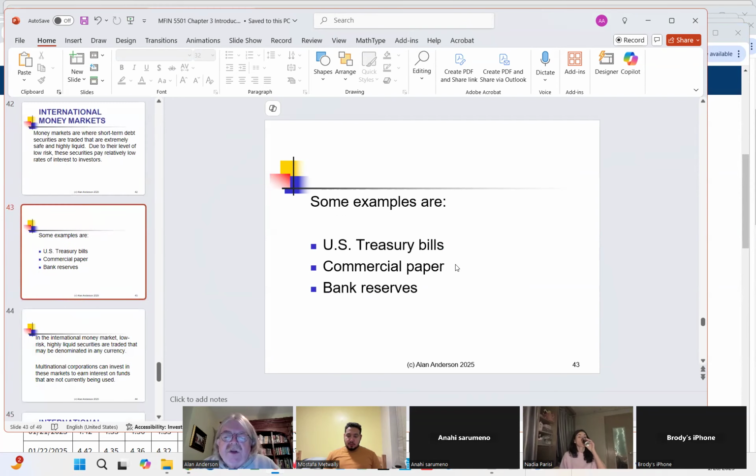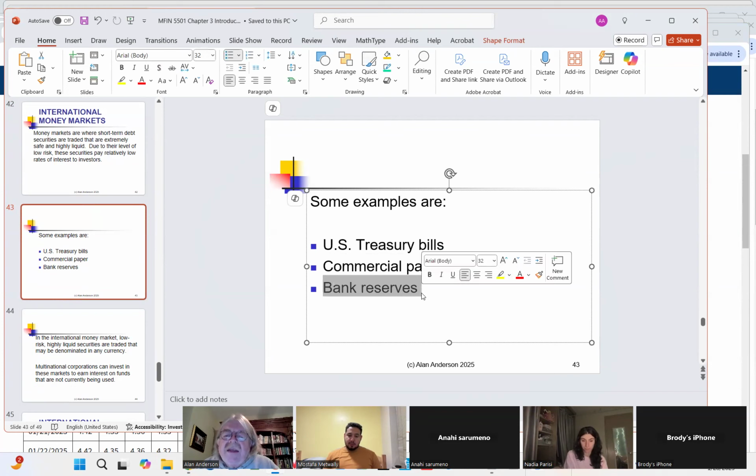So we have treasury bills. Now, commercial paper is issued by corporations. It's a type of bond basically that provides interest to investors, but it also expires or matures very quickly, within like 9 months, I believe. And then bank reserves, these are funds that the banks have available to lend out to customers, or else they can trade them in this money market, because they do earn interest. So these are just some examples of what you might find in the domestic money market.